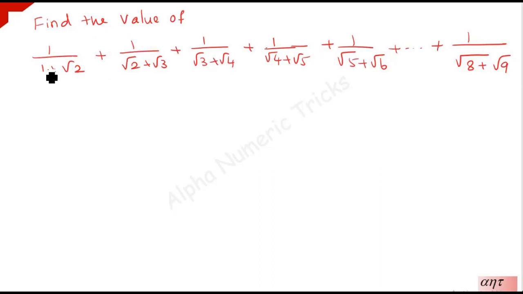Find the value of 1 over 1 plus square root of 2, plus 1 over square root of 2 plus square root of 3, plus etc., plus 1 over square root of 8 plus square root of 9. That's the value we have to find out.